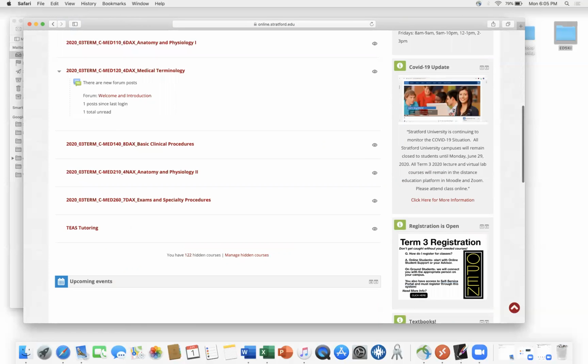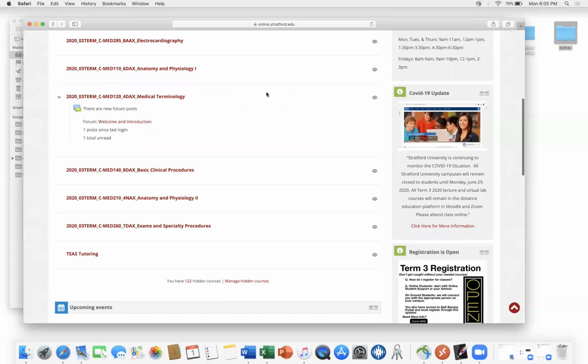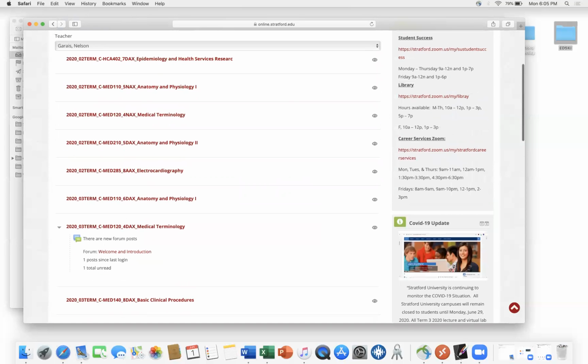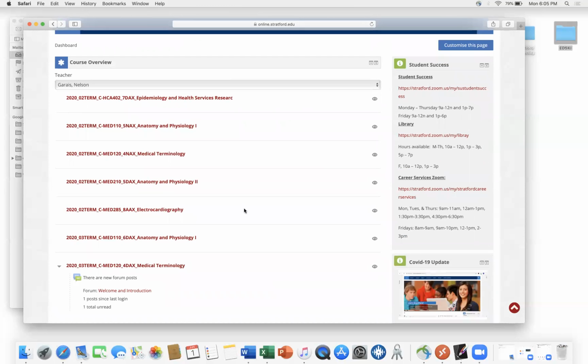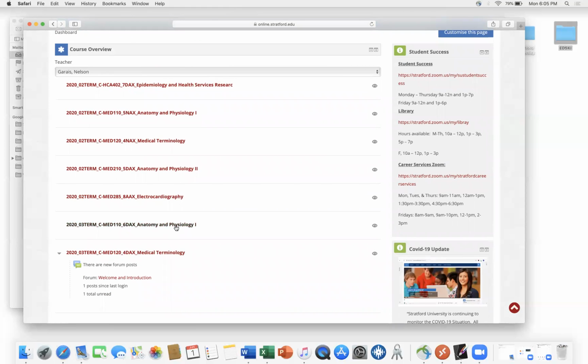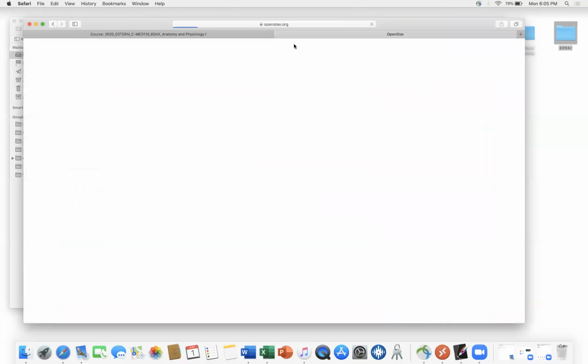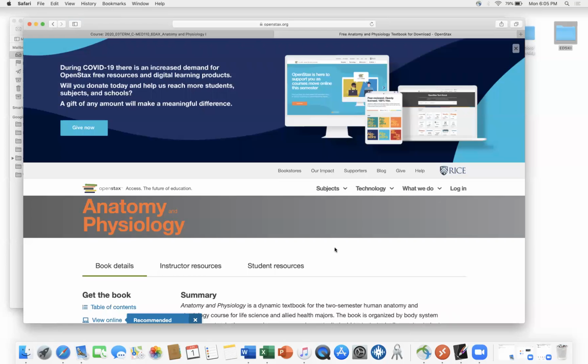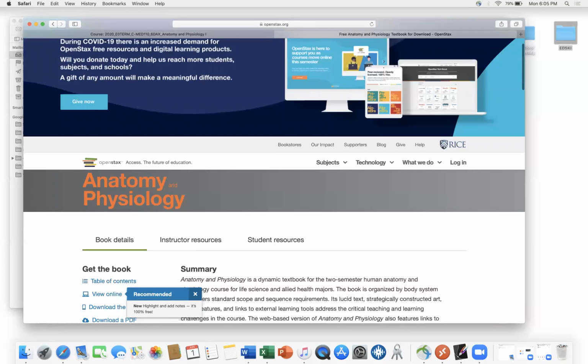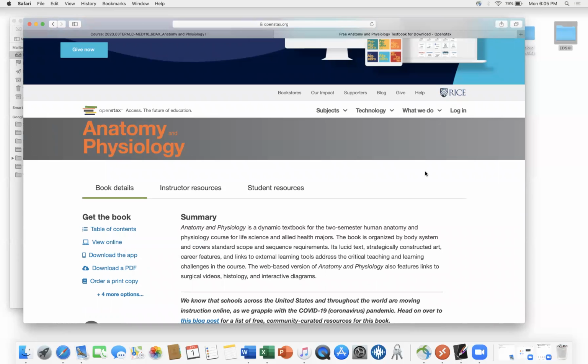You should always be looking, and look, somebody posted something. You should always be cognizant of what's due and what's required. If you look at Anatomy and Physiology 1, and you should still have access to your previous Anatomy and Physiology course, there is this Anatomy and Physiology OpenStax right here. You click on that, or you can go to openstax.org. If I go into openstax.org, you just type Anatomy and Physiology in the search under the subjects, and then you will get the free textbook.